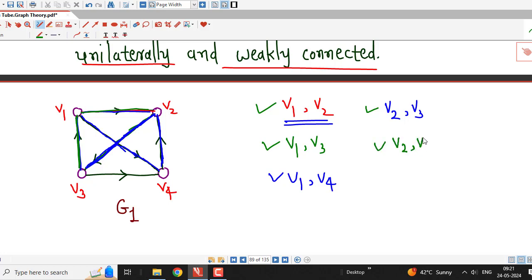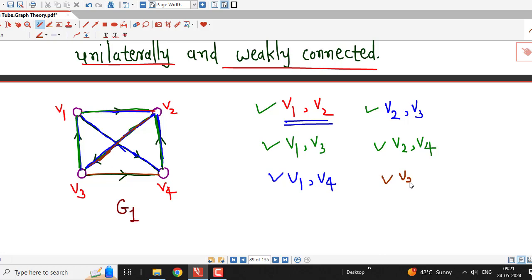Then I check for V2 and V4. So we have a path from V4 to V2, that is, V2 is reachable from V4, and if I want to find a path from V2 to V4, I will consider this direction. So this is a path from V2 to V4. So V2 and V4 are reachable from each other.